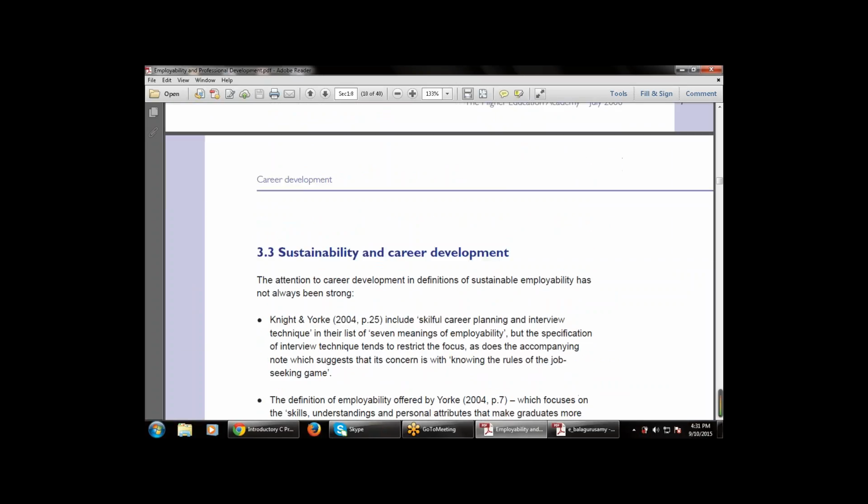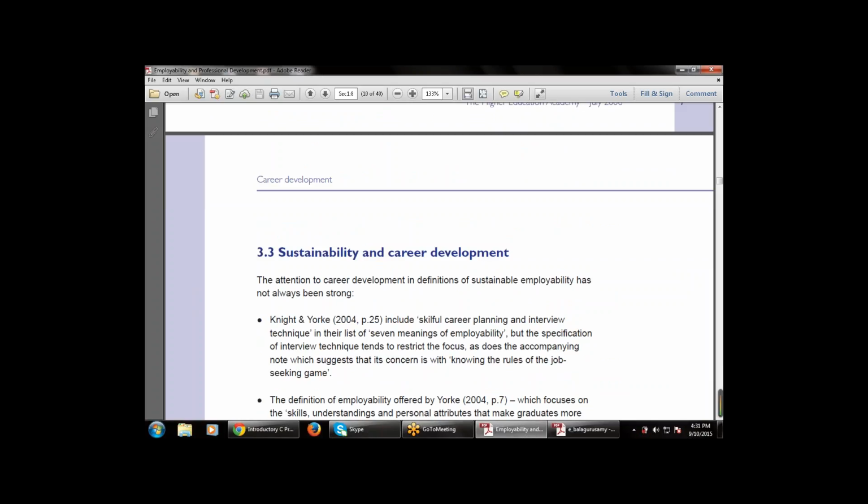Now next is sustainability and career development. That is today's topic: what is the meaning of sustainability, and what is the relationship between sustainability, employability, and career development. The attention to career development in definitions of sustainable employability has not always been strong. The first point is that Knight and Yorke include skillful career planning and interview technique in their list of 7 meanings of employability.